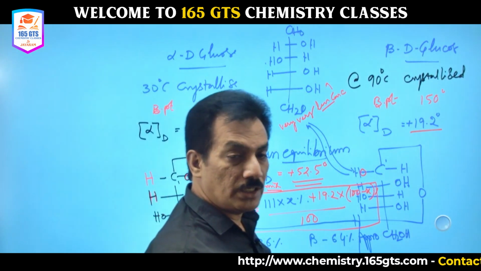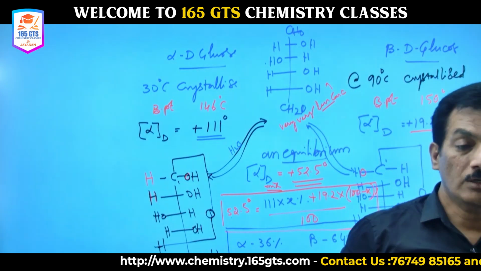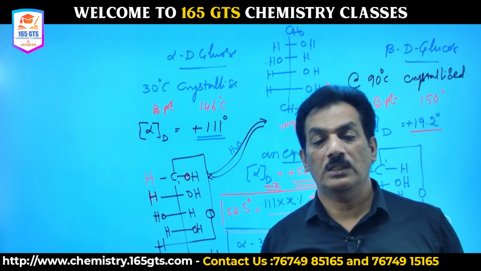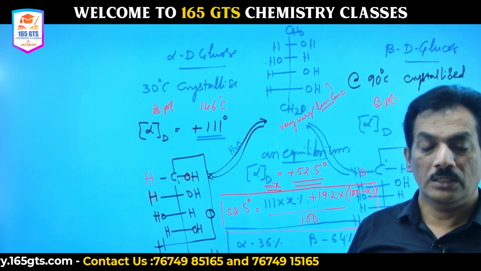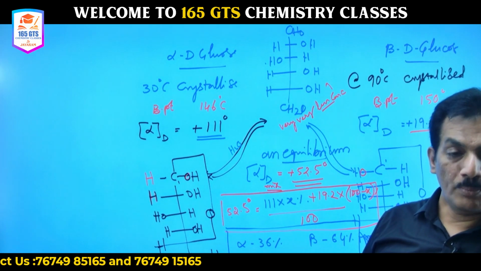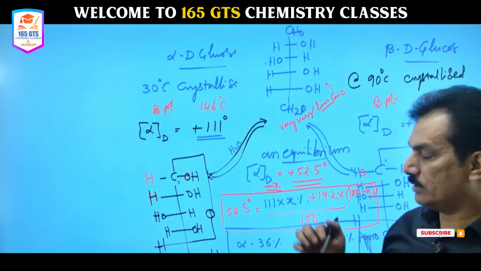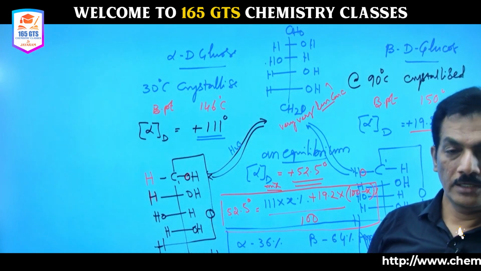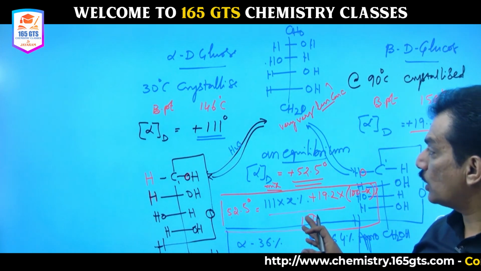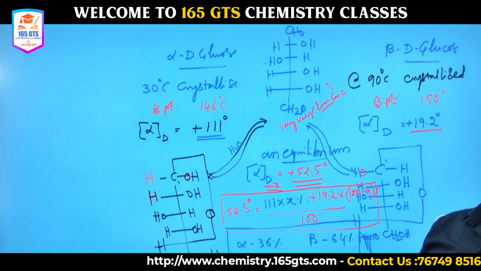The alpha and beta forms that exist in equilibrium when either of these two is dissolved in water are approximately 36% alpha and 64% beta form. In case you require the accurate value, you can calculate it. Got the idea? That is about mutarotation and the reason for mutarotation.